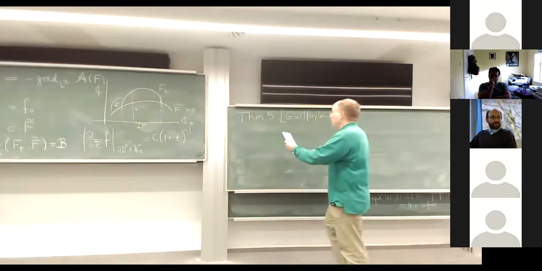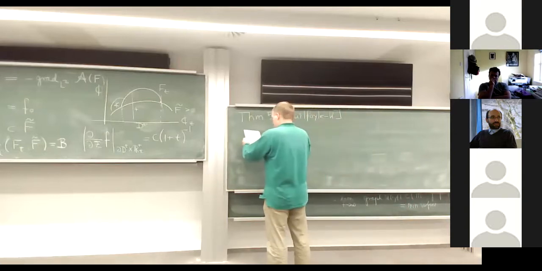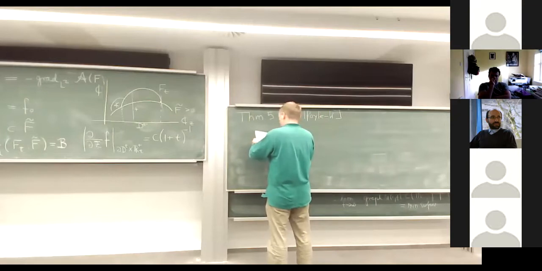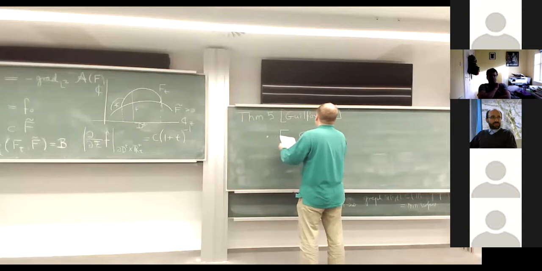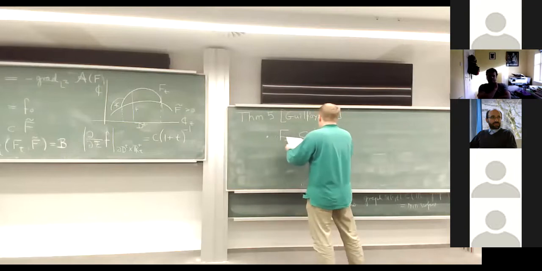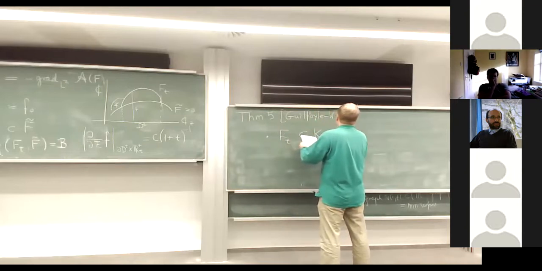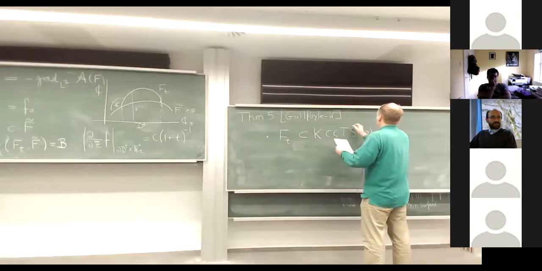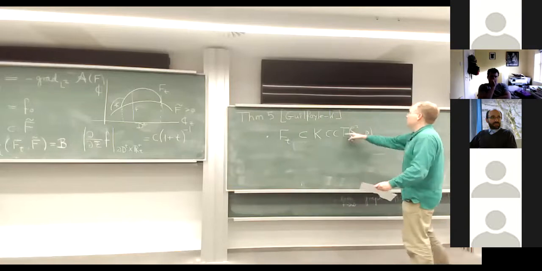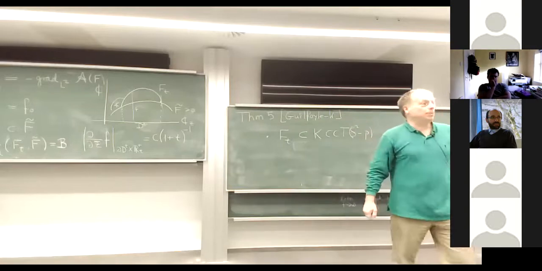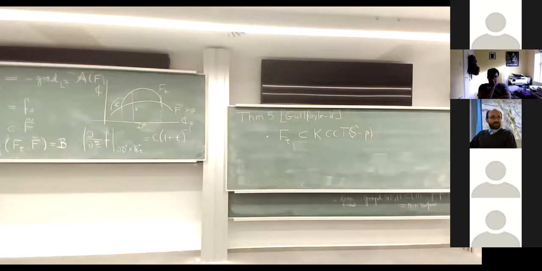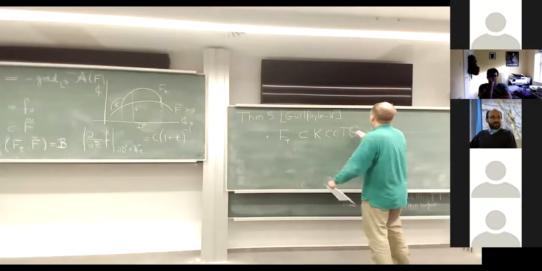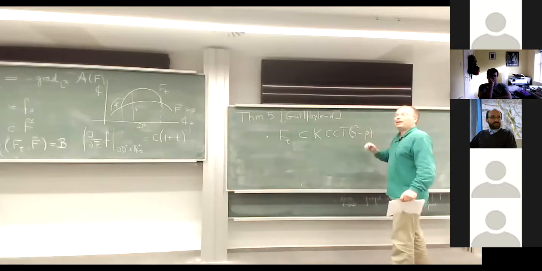First point is now a C0 estimate. Namely, this family of surfaces is contained in a compact subset in TS2. Please note TS2 minus a point here is a non-compact manifold. So this says this moving surface will not move out to infinity on S2.